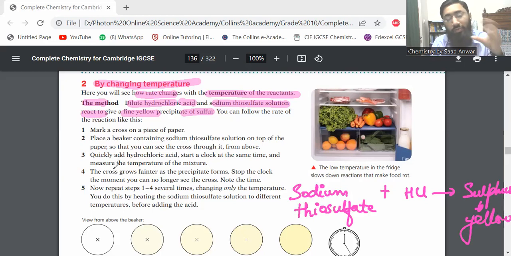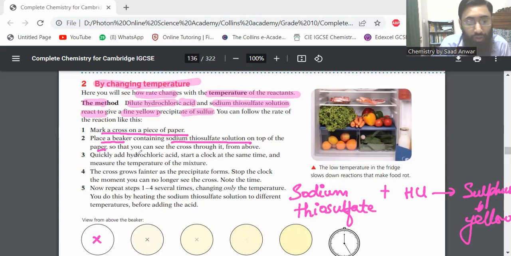So, by which method can we explain how changing temperature affects the rate of reaction? Make a cross on a piece of paper, as shown in this particular diagram. Place a beaker containing sodium thiosulfate solution on top of the paper so that you can see the cross through it from above. Quickly add hydrochloric acid, start a clock at the same time and measure the temperature of the mixture.